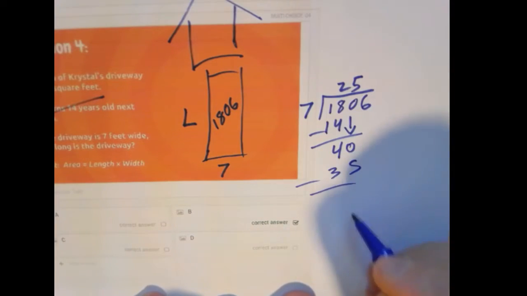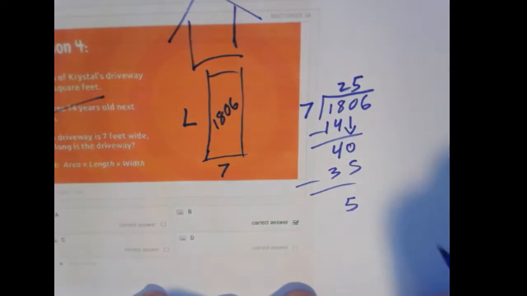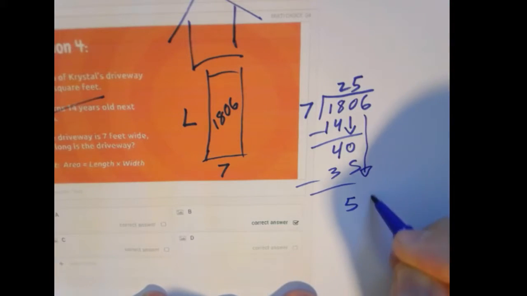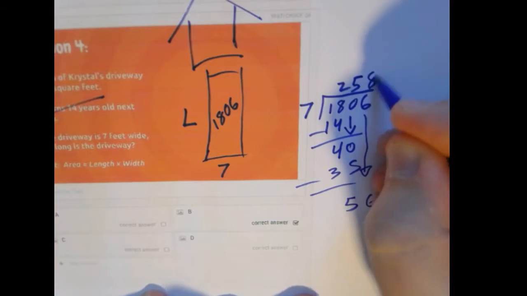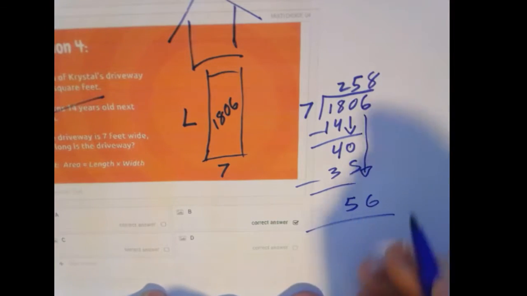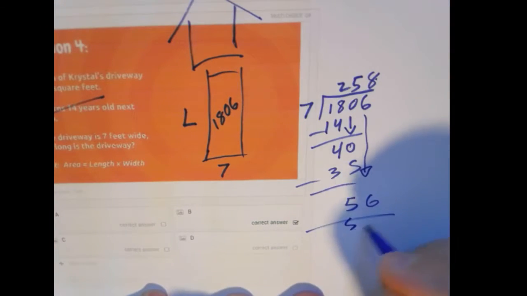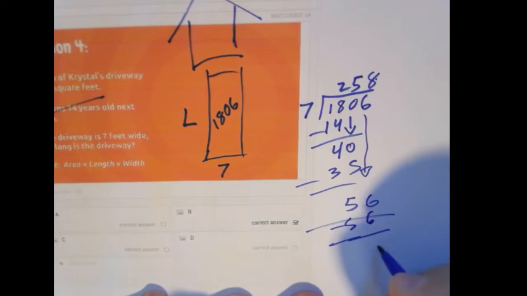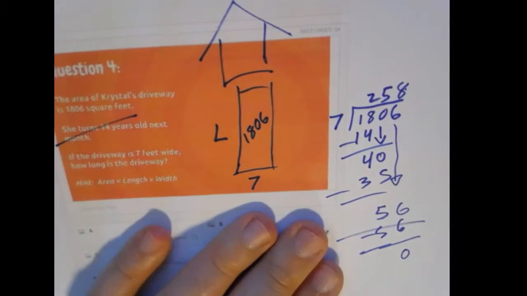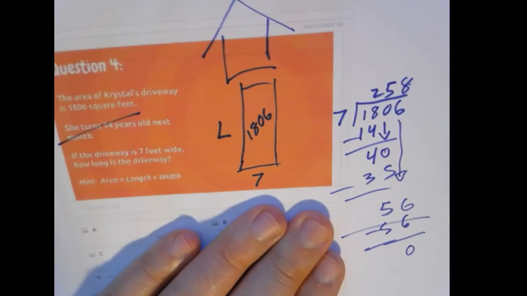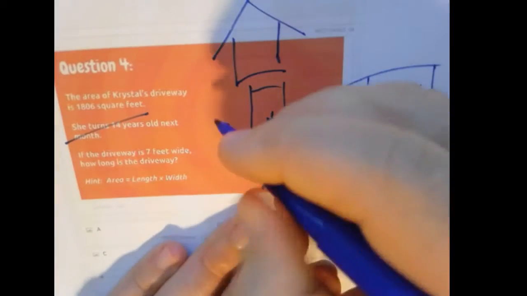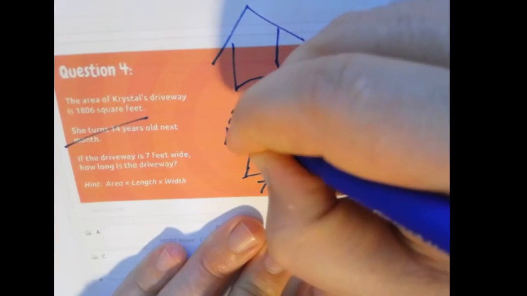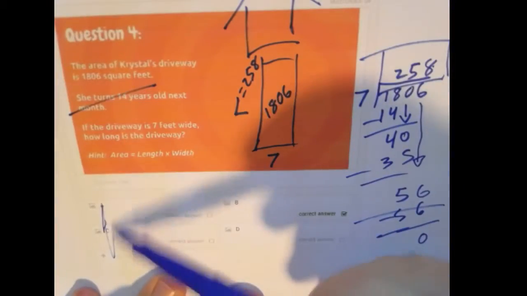Find the difference. 7 does not quite fit into 5. Let's get some help from the 6. Okay, 7 times 8 would be 56. So 8 times 7 is 56. Find the difference, and we get 0. Okay, so we're looking for 258 on that one. If you got 258, you would be correct. And so L would equal 258.